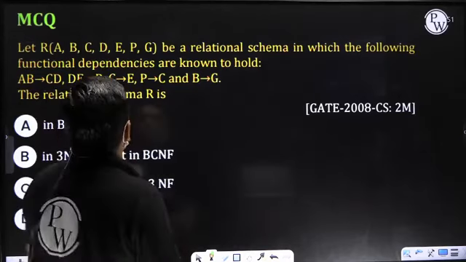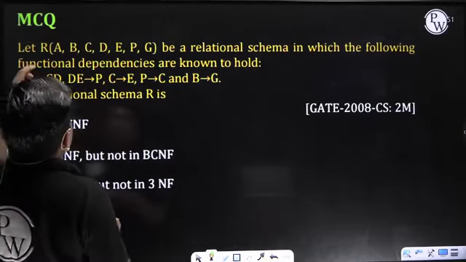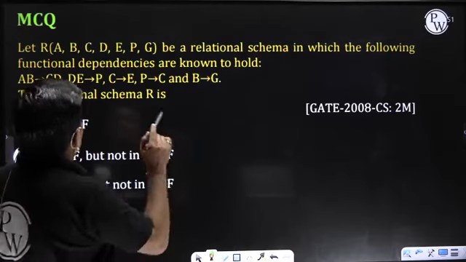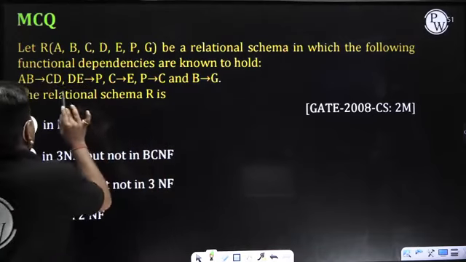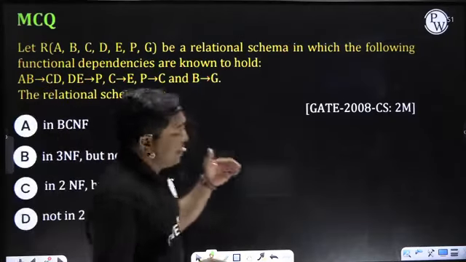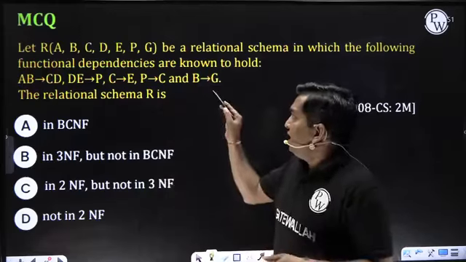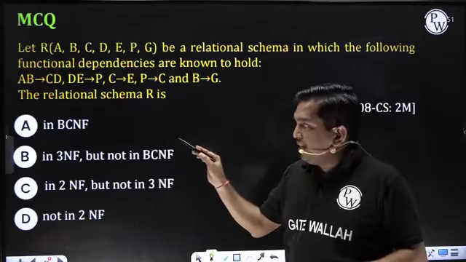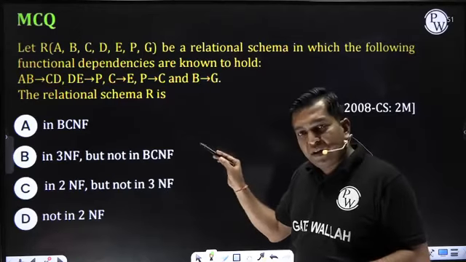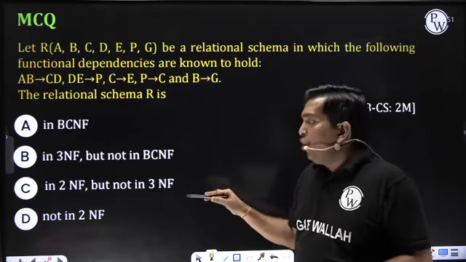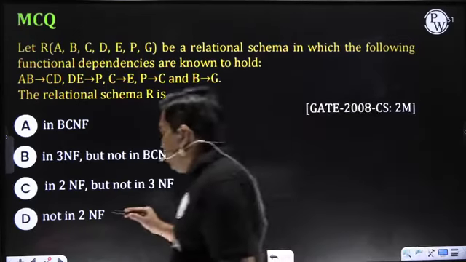In this question, it is mentioned, let relation R(A, B, C, D, E, P, G) with the relational schema, the following FDs hold: AB determines CD, DE determines P, C determines E, P determines C, and B determines G. The relational schema R is in: option A, BCNF; option B, 3NF but not in BCNF; option C, 2NF but not in 3NF; option D, not in 2NF.